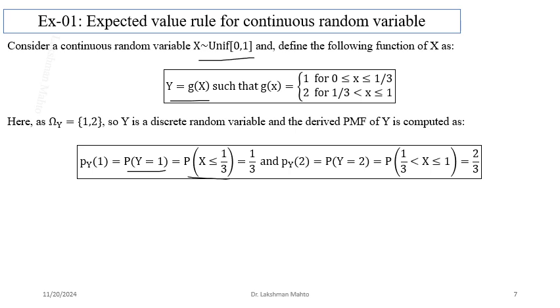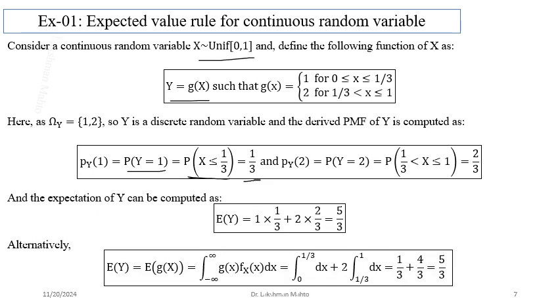And x is uniformly distributed in the interval 0 to 1. Then this is the CDF of x at value 1/3. What is the CDF of x? You are integrating 1 from 0 to x. The integration of 1 from 0 to x is x. So here it would be 1/3. So this 1/3 is the probability of observing y equal to 1. Likewise, 2/3 would be the probability of observing y equal to 2. Also we can say that 1 and 2 are complementary, or mutually exclusive.